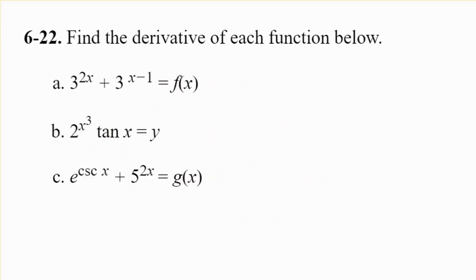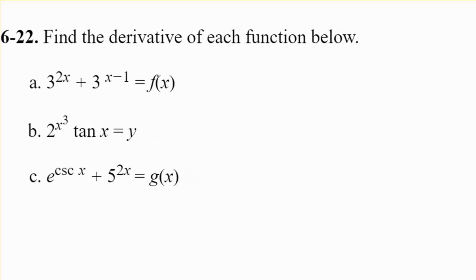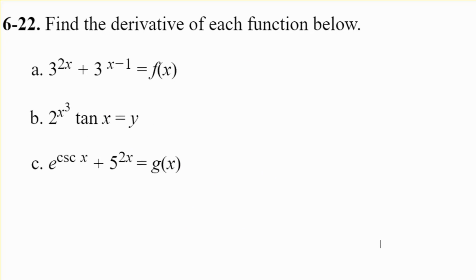And then 22 is just practicing our derivatives. So let's take a look. F of x is 3 to the 2x plus 3 to the x minus 1. So we've got that plus. We can just take each derivative separately. The derivative of 3 to the 2x, what's that going to involve? That's going to involve the natural log of 3 times 3 to the 2x times 2. Where does the 2 come from? The chain rule. The derivative of 2x is 2.